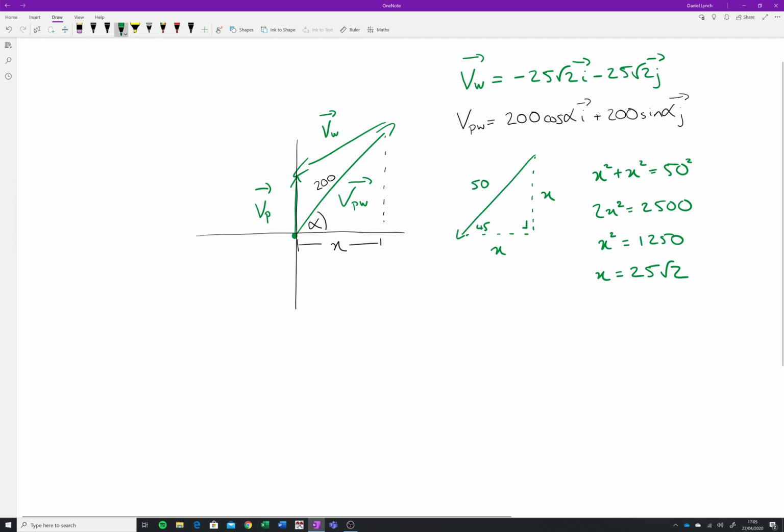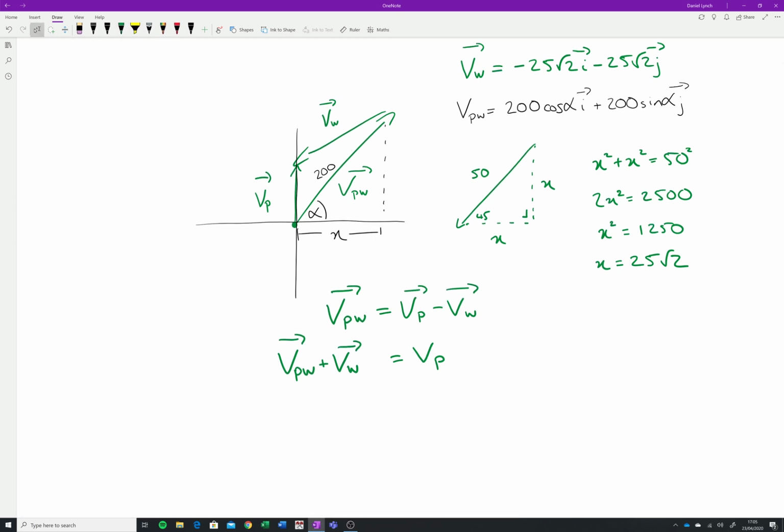Next thing we're going to do is remind ourselves of this formula here. The vector of the plane relative to the wind is the vector of the plane minus the vector of the wind. Therefore it is also true that VPW added to VW is equal to VP. That's going to be quite handy. What we really need to do is add together these two things here, and that'll equal the plane's vector.